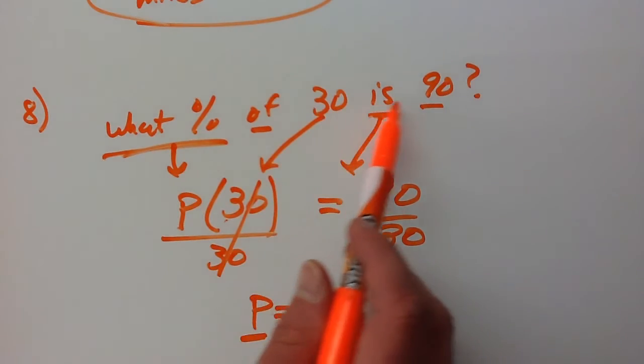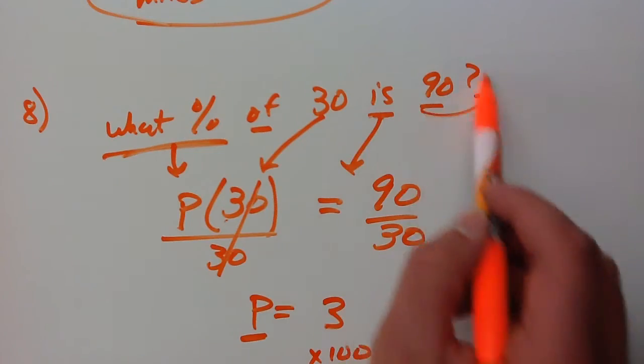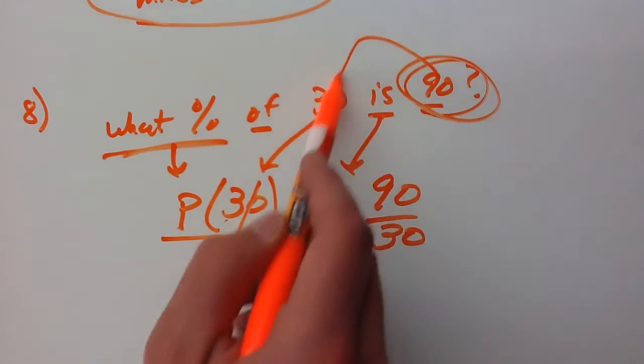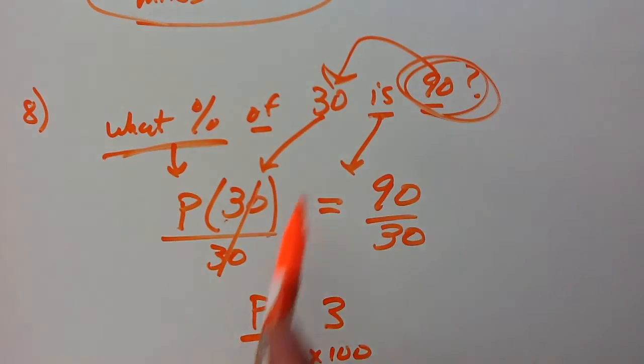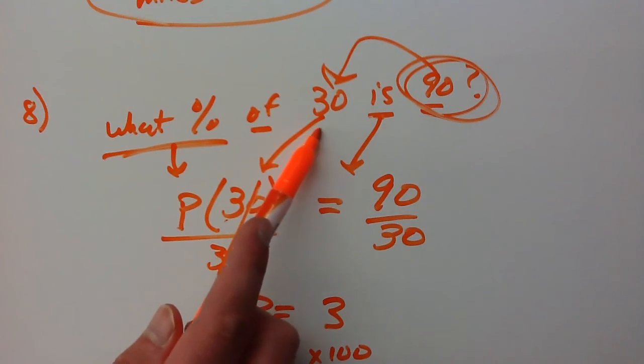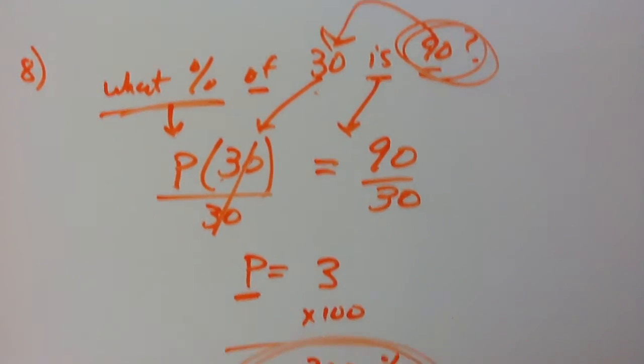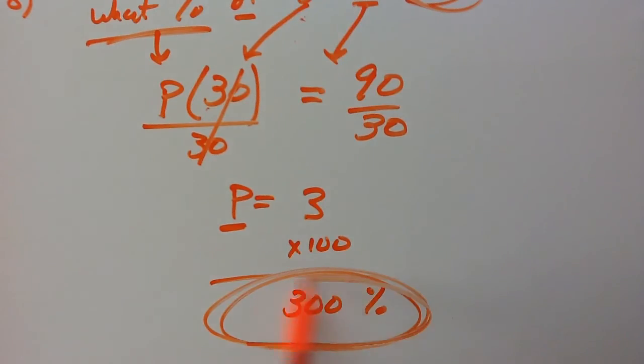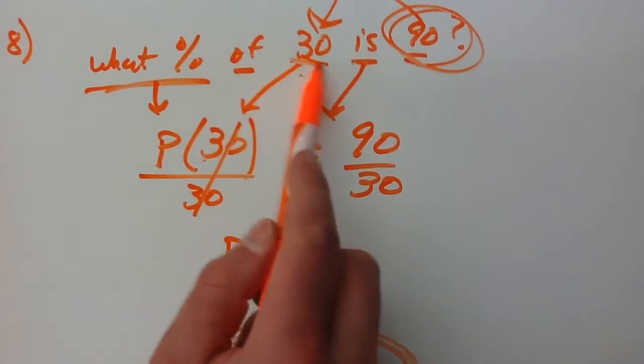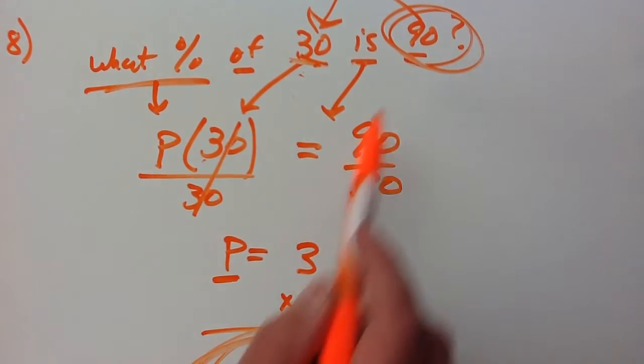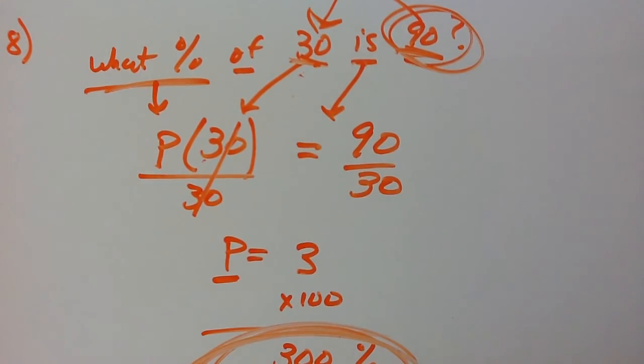what percent of 30 is 90? Well, 90, isn't that triple of 30, right? I would have to take 30 and triple it or times it by 3 to get 90, right? And if you triple something, that's like taking 300% of it. If I take 300% of 30, or if I triple 30, I'm going to get 90. Okay, let's do one more.